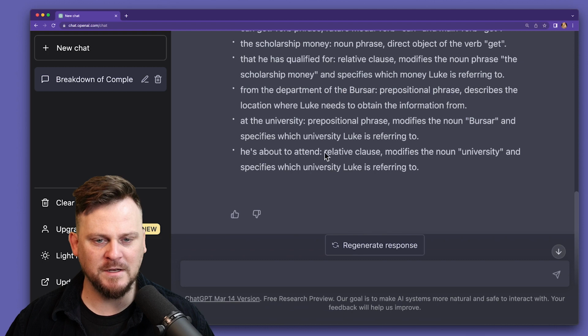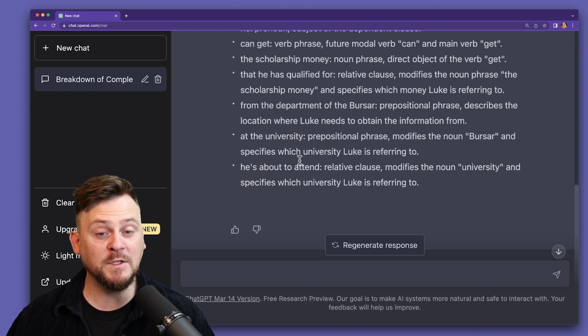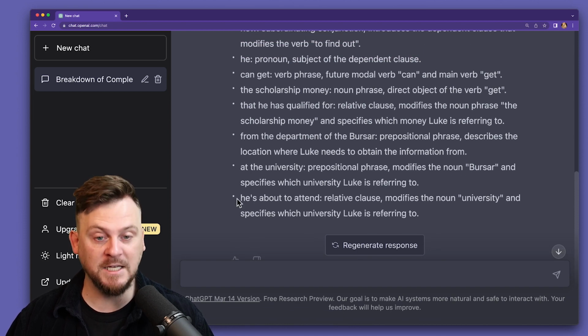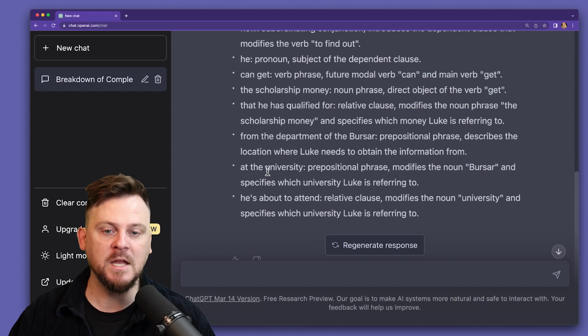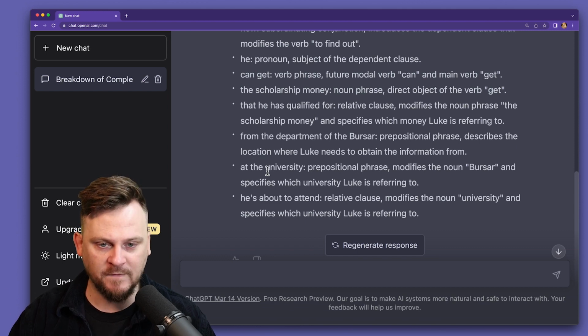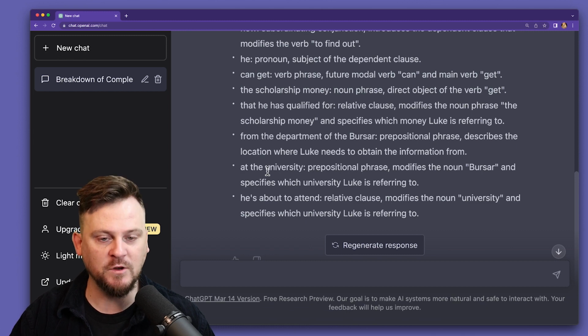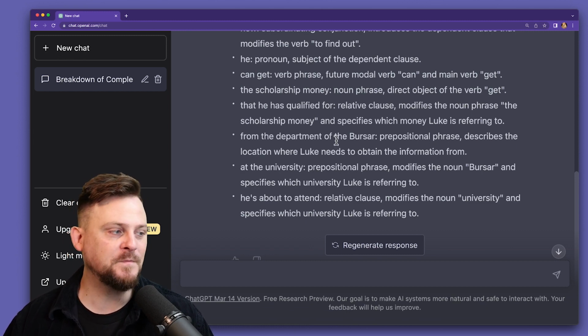Is that even right? I would have to think about that. Is that right? Oh, yeah, that is right. Because there's an implied that there. You would say that he's about to attend. Yeah, that's correct. That is a relative clause. So a relative clause adds information to something, and in this case, adding information to the noun university and specifies which university Luke is referring to. So that's actually very good.